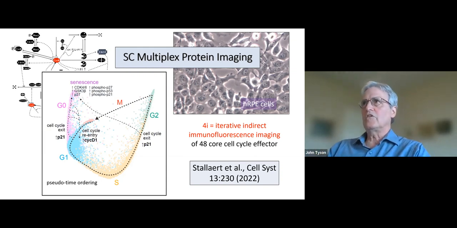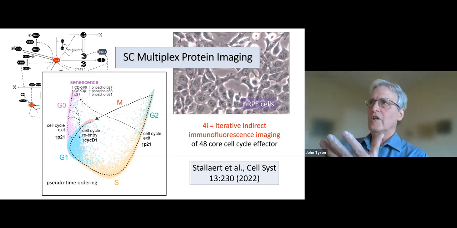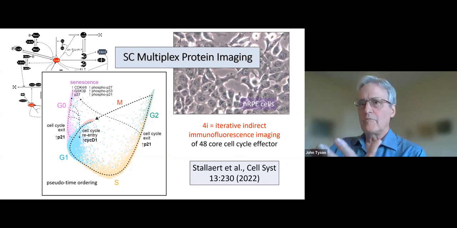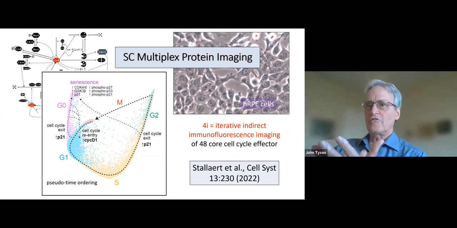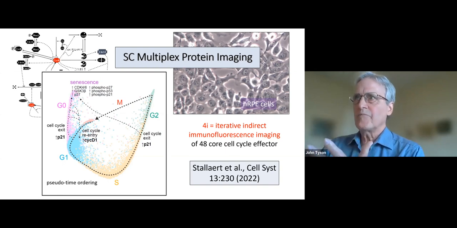And the way you do this is you take an asynchronous population of growing and dividing RPE cells, and they're fixed on a slide and stained with fluorescent immunoglobulins against different proteins. And you can stain for one protein, then you can wash off the stain and stain for a different protein and wash it off and stain for a third protein. And in this particular experiment, they imaged 48 different core cell cycle proteins. So it's a huge amount of data.